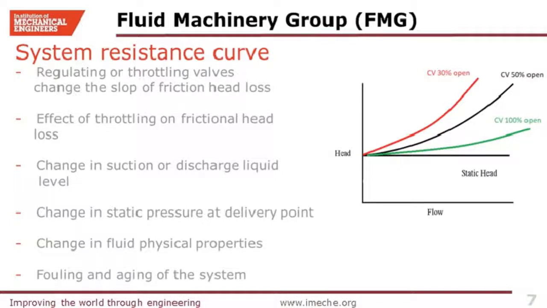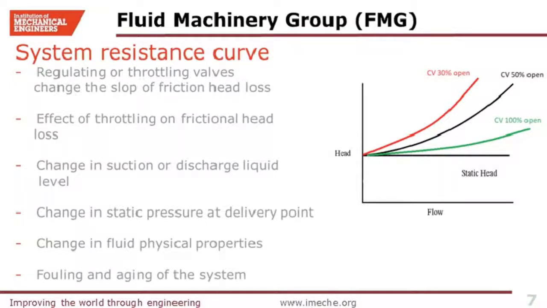The system resistance curve can change. In fact, any factor which can change the frictional or static head loss will consequently change the curve. For example, throttling the control valve changes the friction loss. In this figure, you can see the impact of throttling based on the opening percentage of the valve. By closing the valve, the curve will become steeper.